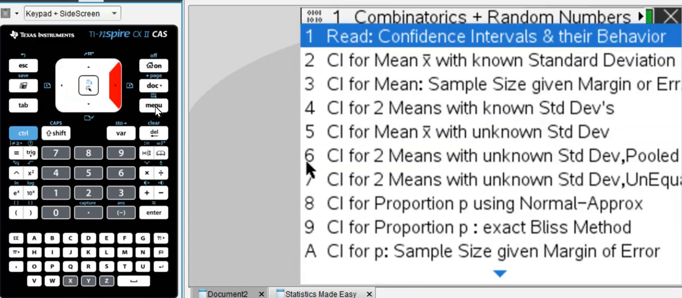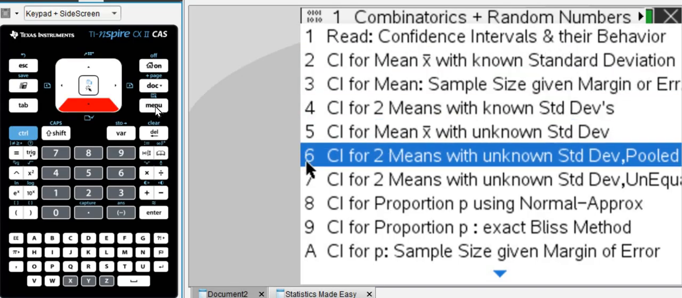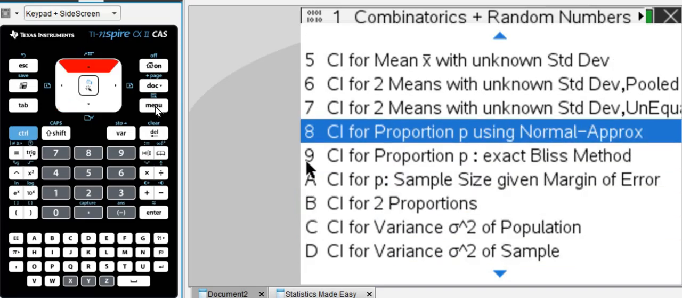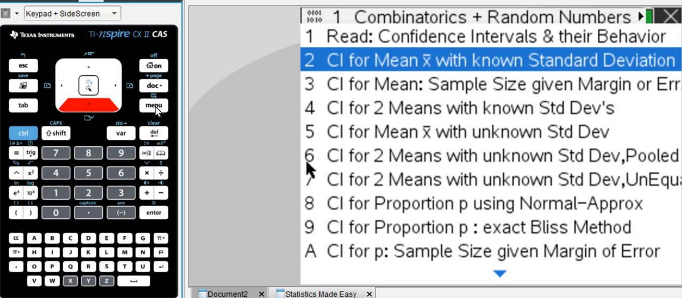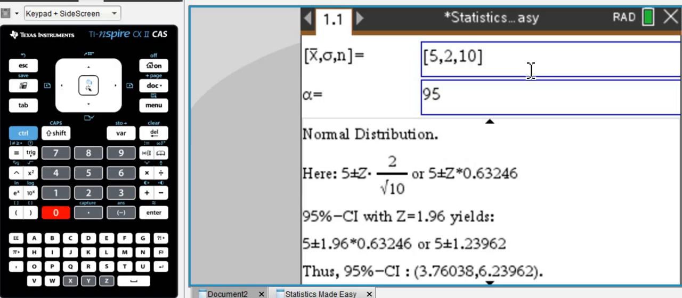Next, confidence intervals. Of course, you have to find confidence intervals for means, for 2 means, for proportions, for 2 proportions. So all of these options here are made for you. Let's look at one. Mean with known standard deviation. So you put in your mean, your sigma, and your n. Always remember, we want to have a large n. And this probability here, the alpha is 95%.